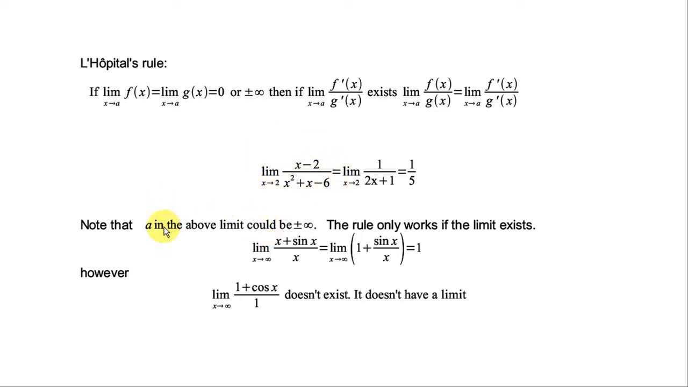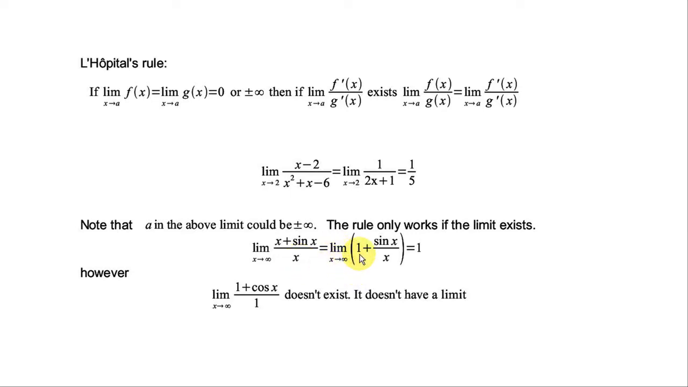Now, also note in the above that a here could be plus or minus infinity. It's quite general. But the rule only works if the limit exists. So let's have a look at a case where the limit doesn't exist. Here we've got the limit as x tends to infinity of x plus sin x over x.